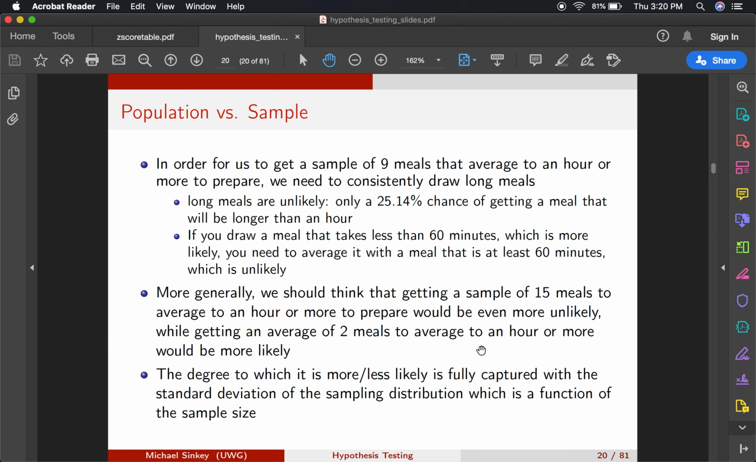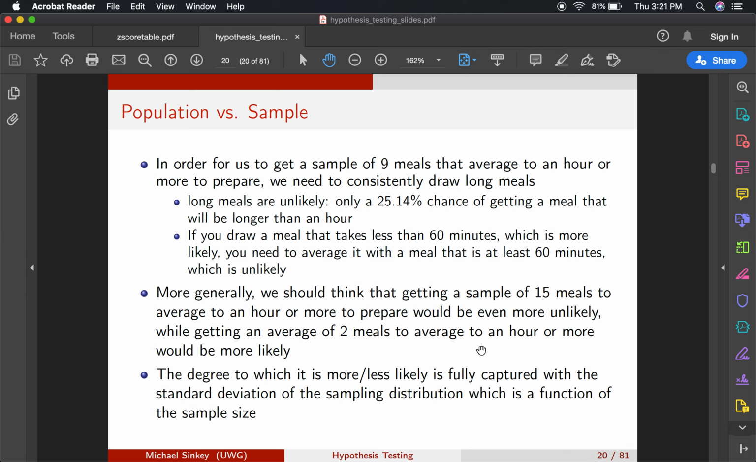And just to unpack the logic, in order for us to get a sample of 9 meals that average to an hour or more to prepare, we need to consistently, randomly draw long meals out of the distribution, and that is unlikely. So every time I draw a meal randomly that takes less than 60 minutes, you need to replace it with a meal that is at least 60 minutes, but that second thing is fairly unlikely.